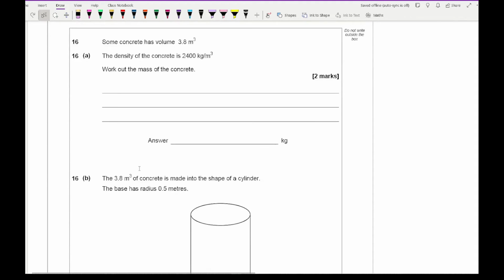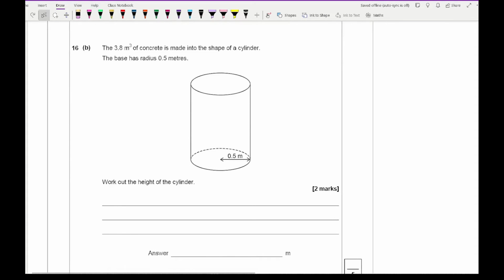Moving on to question 16, it says that some concrete has a volume of 3.8 meters cubed, and the density of the concrete is 2,400 kilograms per cubic meter. Work out the mass of the concrete. Density is mass over volume, so using this formula, mass equals D times V. So it's going to be 3.8 multiplied by 2,400. Typing that into my calculator, I get a mass of 9,120.